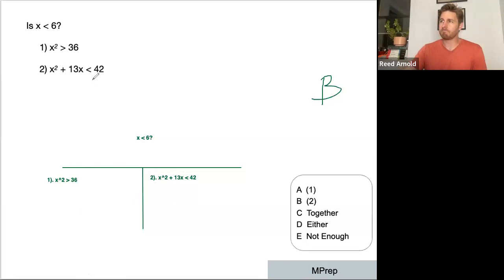All right. If you're at home and you want to keep thinking, hit pause and keep thinking. If you're watching a recording, for those of us here, I'm going to go ahead and lay this one out for us. So we want to know, is X less than 6?